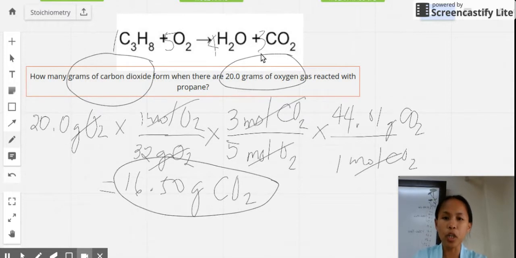I want you to pause this video and check whether the equation is balanced and whether you can recall how to balance a combustion reaction. Now that you're able to check that the equation is balanced, let us go to the problem.